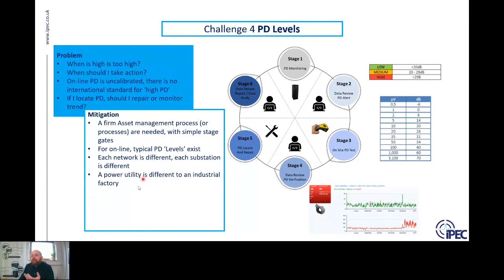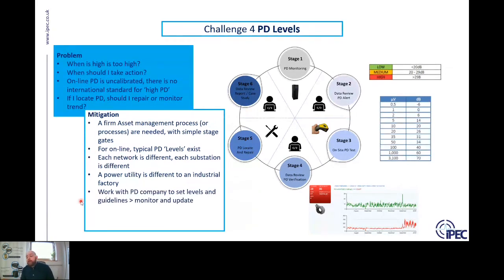A power utility is different to an industrial factory. What redundancy do you have? Do you have redundancy on your network? If there was a failure in a particular cable, is the network going to automatically reconfigure, or is there going to be a downtime of many hours that's going to cost production, or cost regulatory fines?